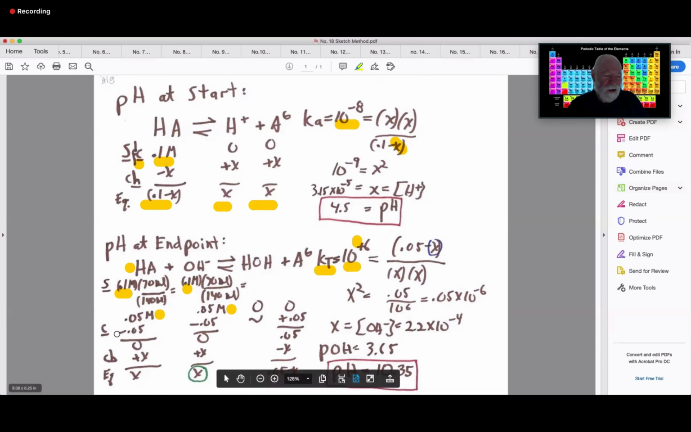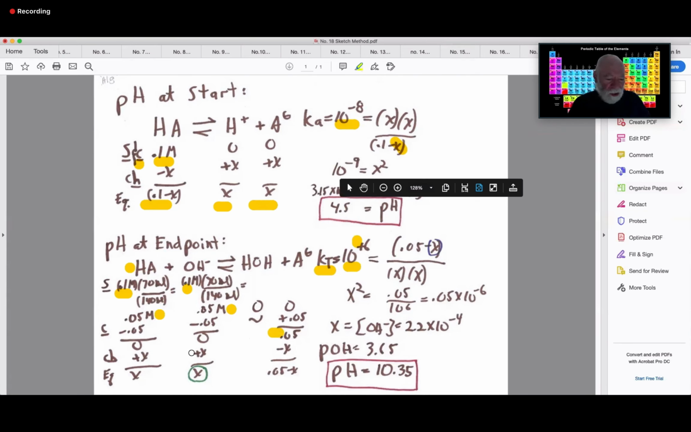Okay, now shove it all the way to the right, which means they're both going to be used up completely, but you are going to form some of the conjugate base, 0.05 molar. Now, because of the zeros, you have to back up a little bit in the change steps. So plus x, and minus x. So the equilibrium concentrations are x for molecules of acid, x for the hydroxide, and 0.05 minus x for the A minus. Now, why did I circle the hydroxide in green? Because the only way to get the pH at the end point, you've got to solve for hydroxide, get pOH and therefore pH.